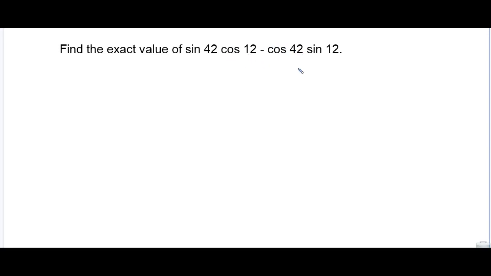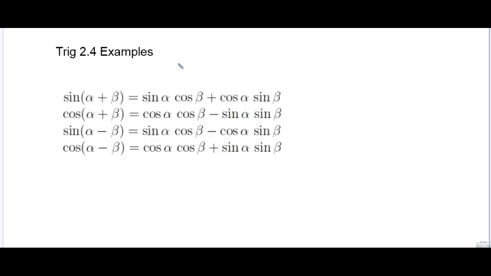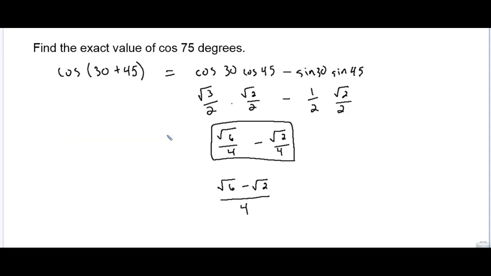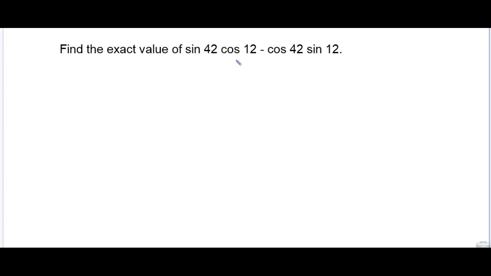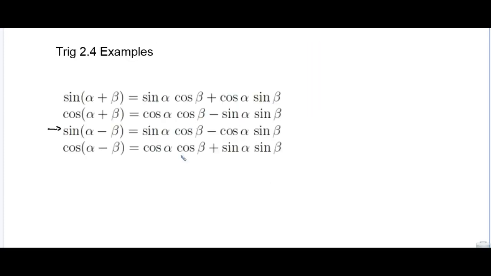Okay, so is it sine or is it cosine? I see a minus, so we're looking at a sine cosine minus cosine sine, right? So we go back to the original, sine cosine minus cosine sine. I think it is this one right here. Let's just double check. Sine cosine minus cosine sine, right? Sine cosine minus cosine sine.